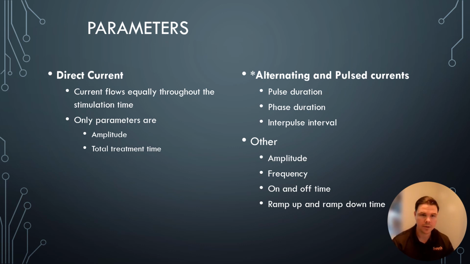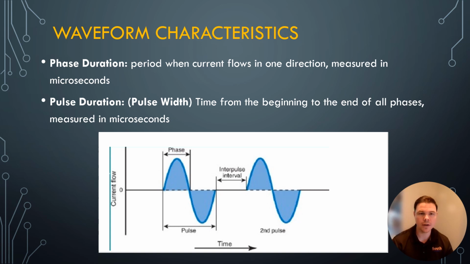So here are the parameters. Again, direct current, understand that. Alternating impulse currents, know the parameters that are innate in each one. Know the boundaries of the phase duration versus the pulse duration. So here's the phase duration, this one phase of the pulse. The phase is the pulse flowing in one direction, which is measured in microseconds. A whole pulse, or the pulse width, is the time from the beginning to the end of all phases. The interpulse interval is the time in between.